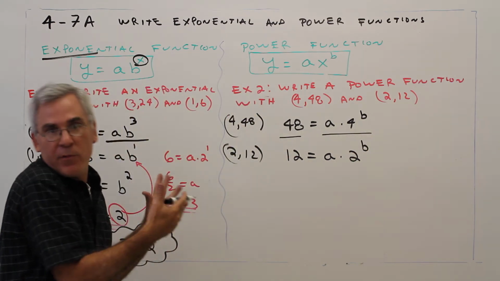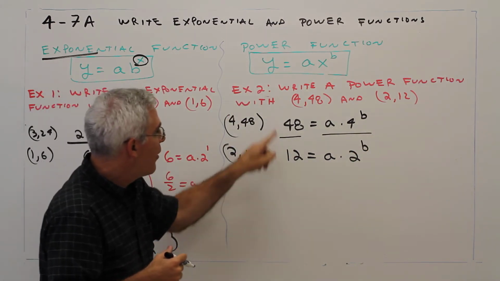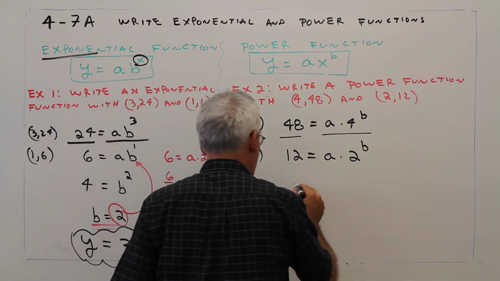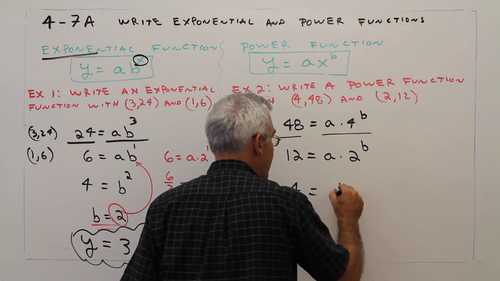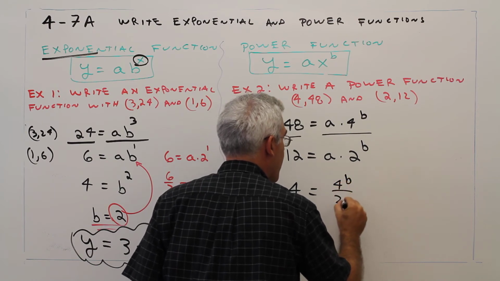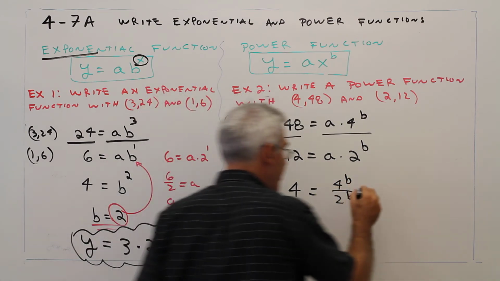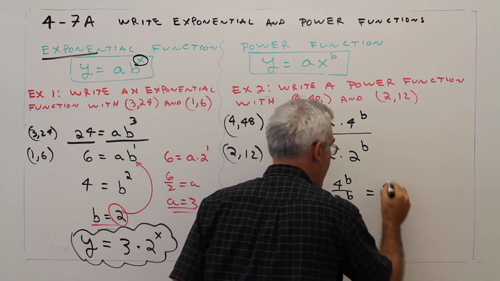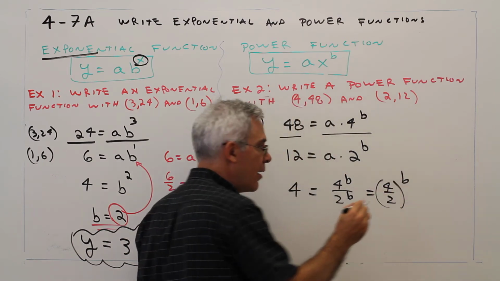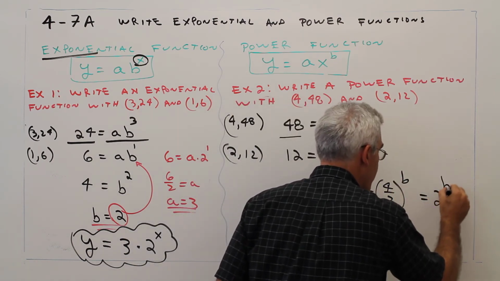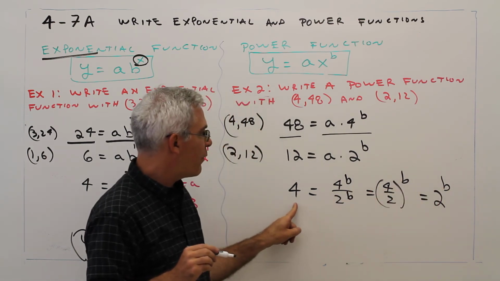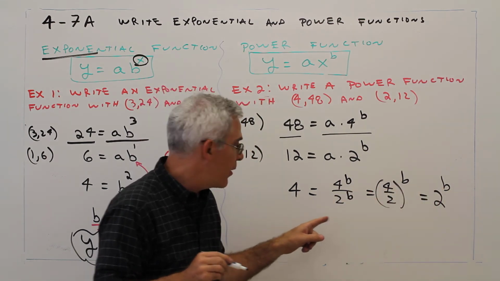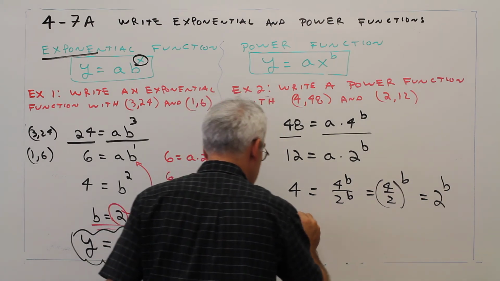I made these problems friendly, so we don't need a calculator. 48 divided by 12 is 4. A's cancel, so I'm going to get 4^b over 2^b, which is the same as 4 over 2 to the b, which is 2 to the b. So 2 to what power is 4? Well, 2 squared. So I know that b is 2.